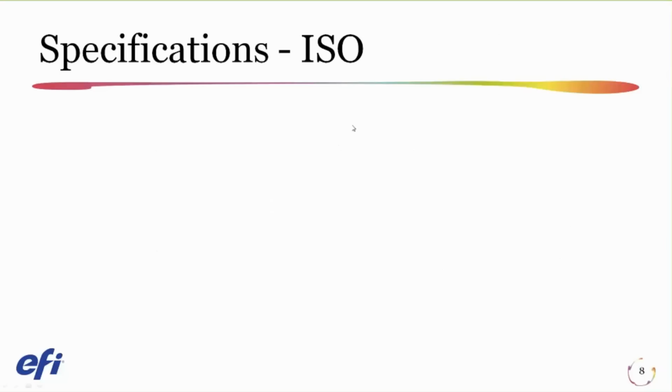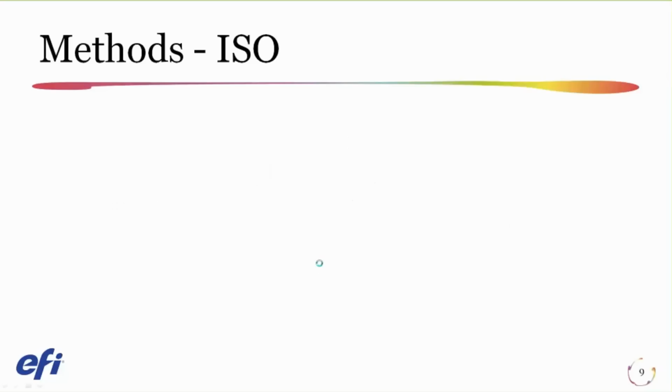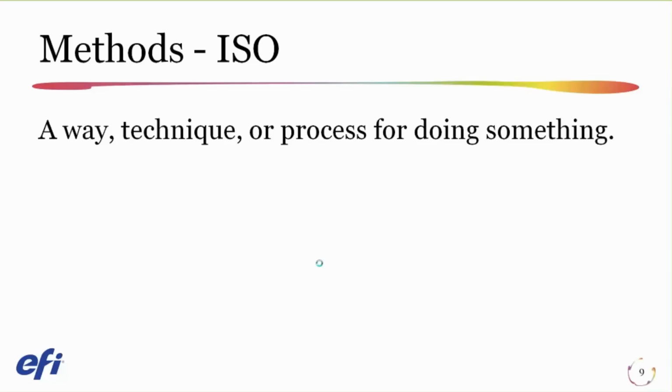Let's move on to specifications. ISO says a specification is a detailed description of the criteria for a piece of work. Specifications for printing can include characterization data, ICC profiles, PDF pre-flight criteria, calibration targets for the print process, etc. Now think about it. This actually sounds a little more like what we actually are trying to achieve, doesn't it? Not a standard, but the specification. The method. ISO says the method is a way, a technique, or a process for doing something.